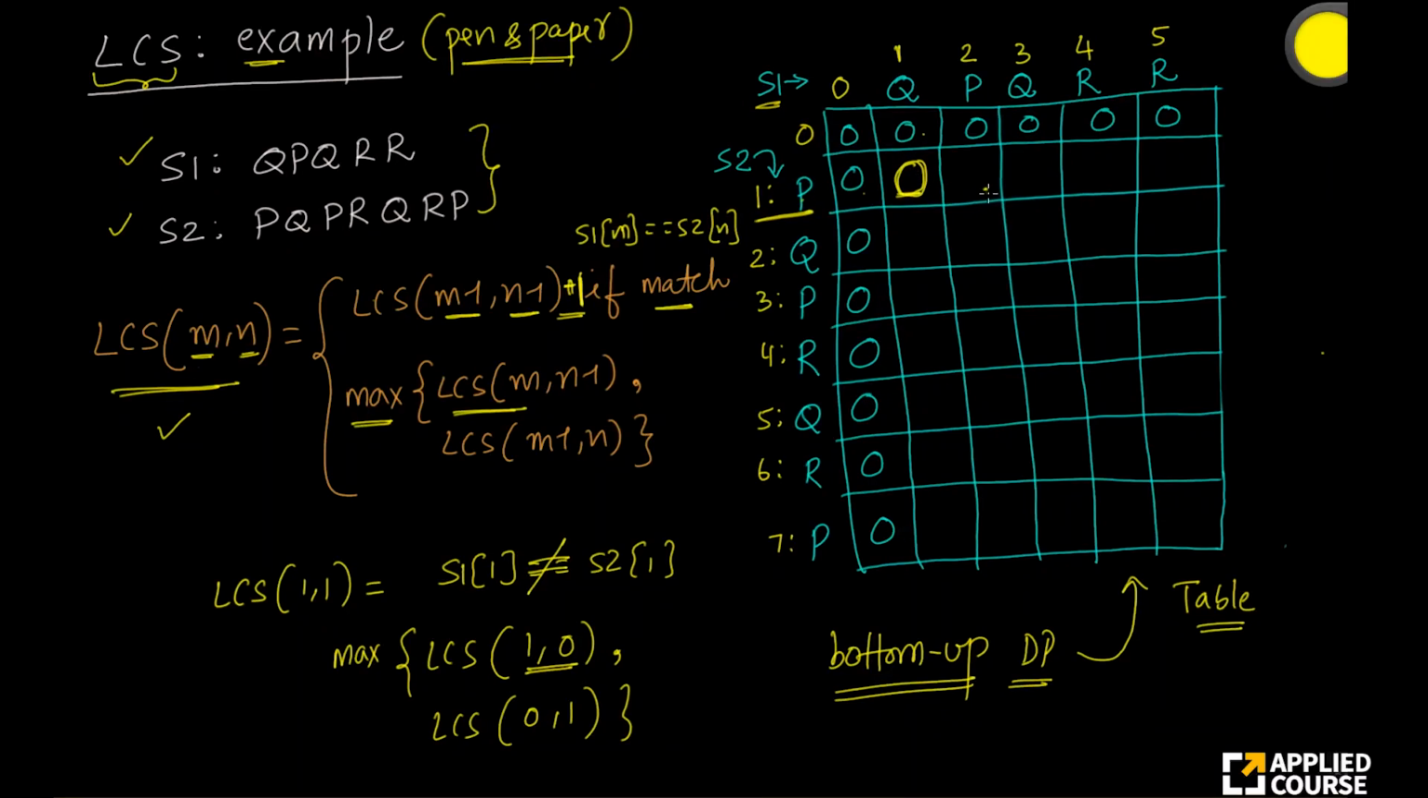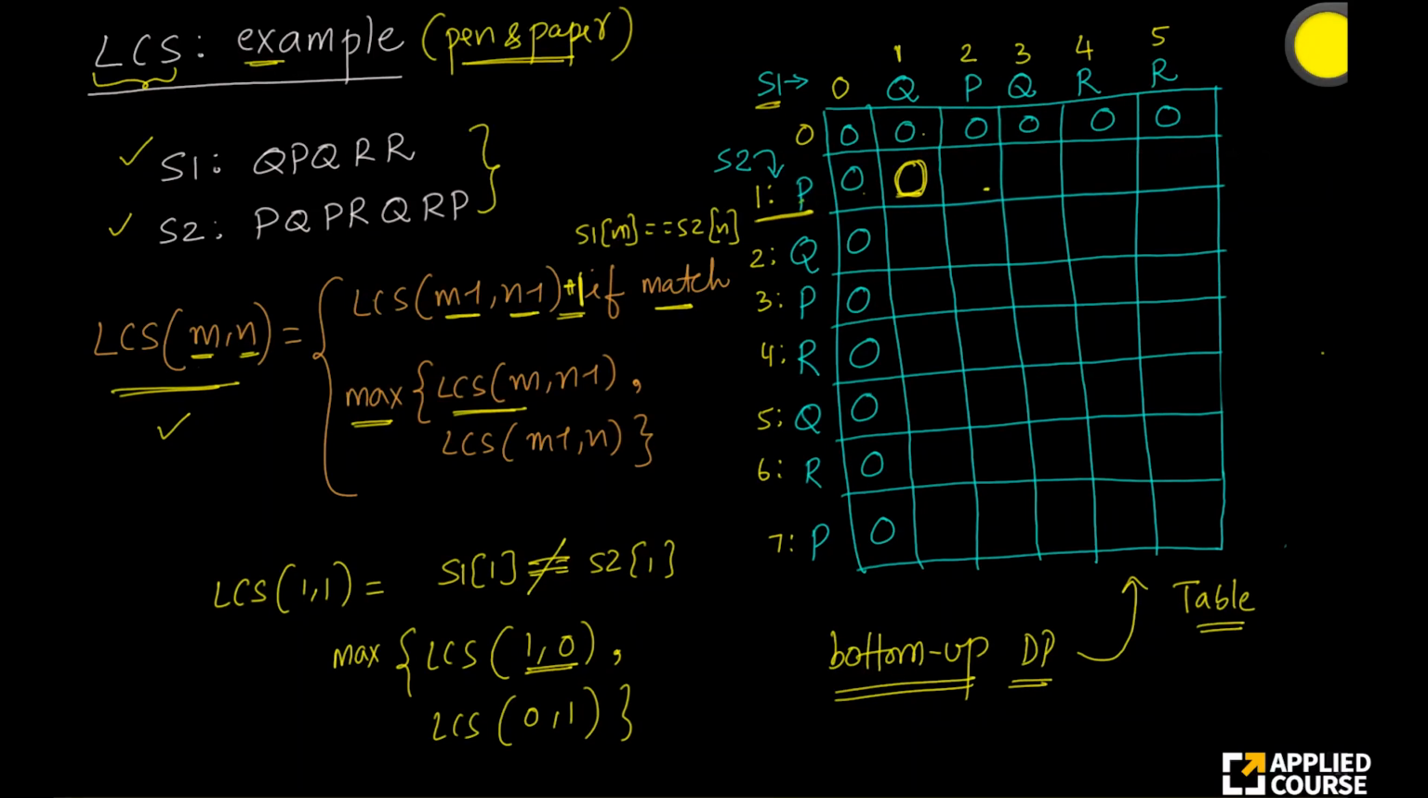Now let's go here. What am I computing now? I'm computing LCS of 2, 1, because I have 2. What does this mean? I'm taking two characters from S1 and one character from S2. So what is this equal to now? Look at this. This P and this P match.